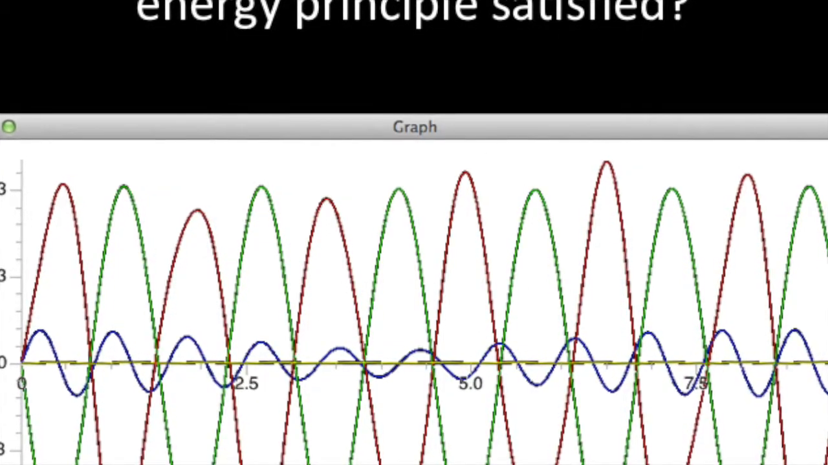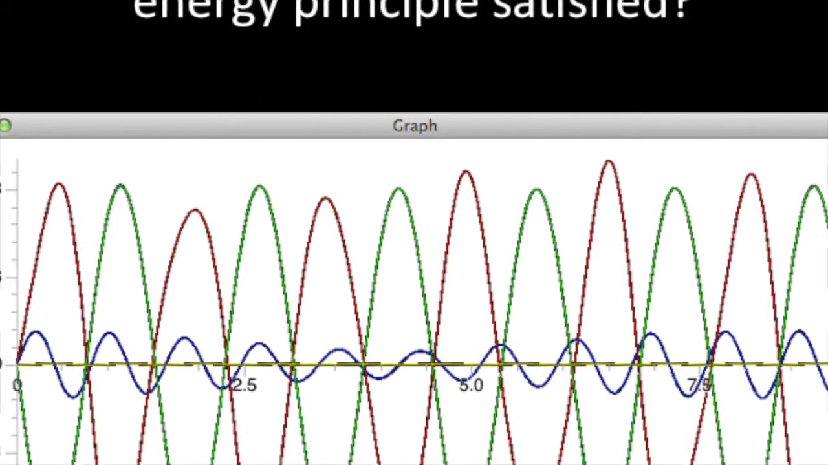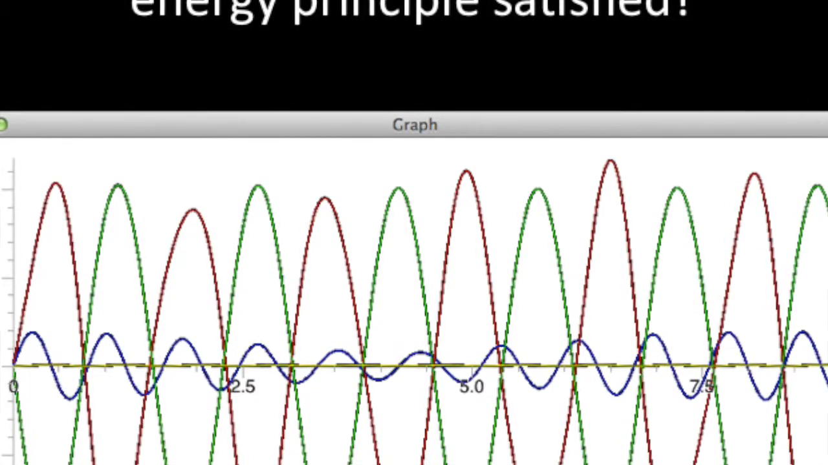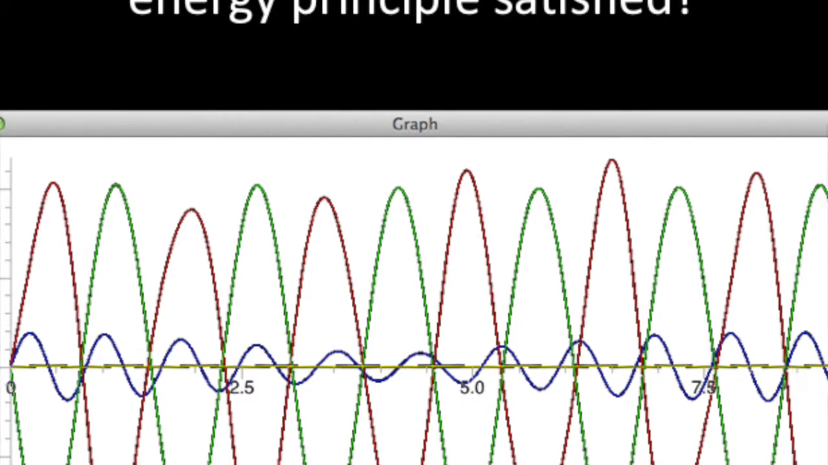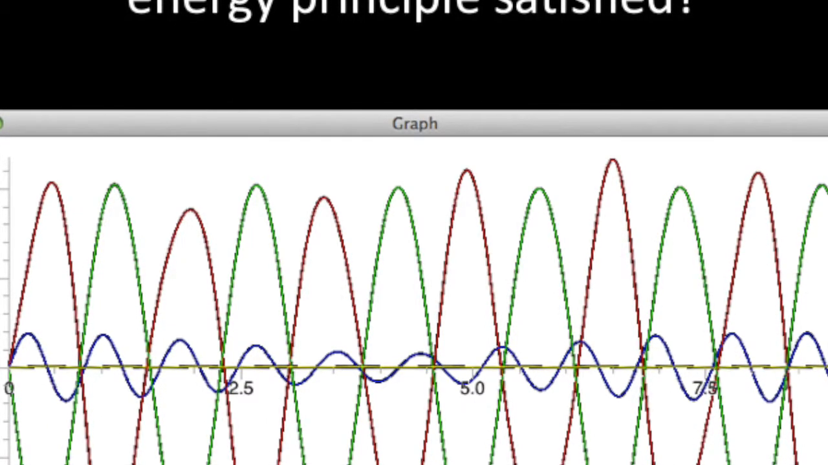How fantastic. We see that the green and blue lines added together seem to be the negative of the red lines. If we add those two together, we will get 0, and that's how the energy principle works here.